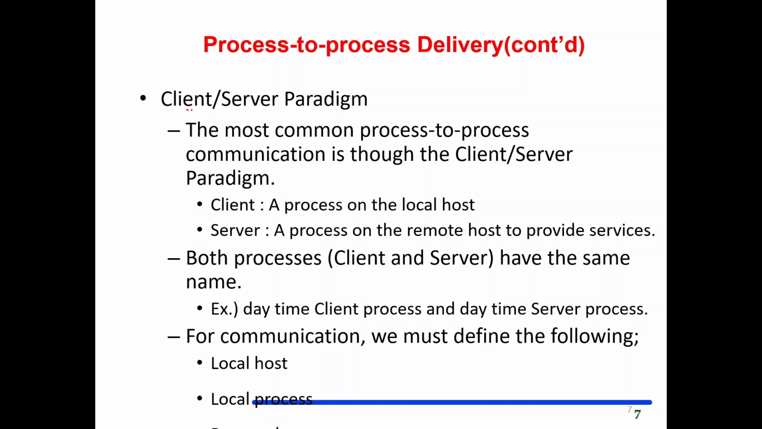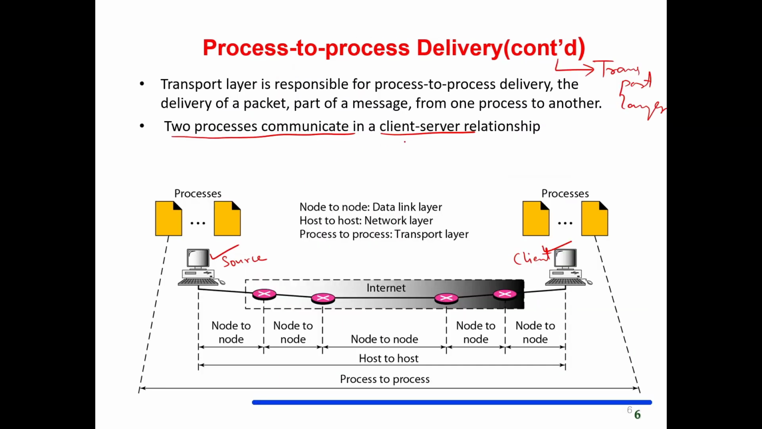So what is the client to server paradigm? It is between two devices. A client is a process on the local host, so every device on the local host is called a client. And what is a server? A process on a remote host that is providing some services. Whatever you request, those services will be provided through the server. That is the remote host. Usually the transport layer functions based on a client to server relationship.